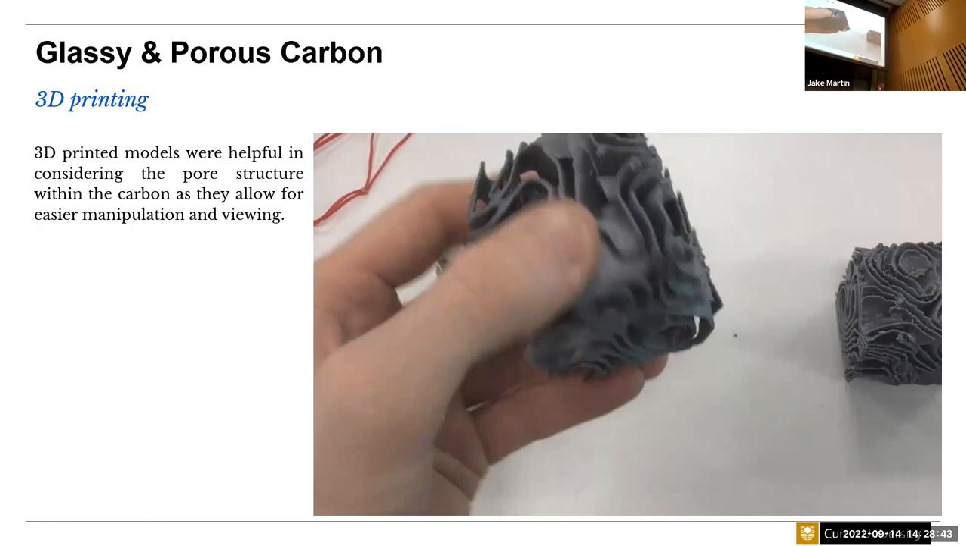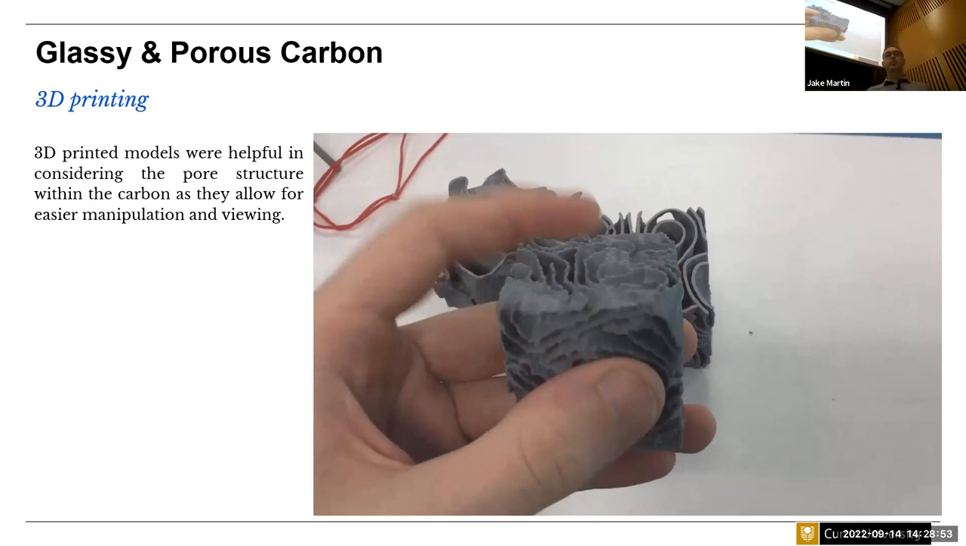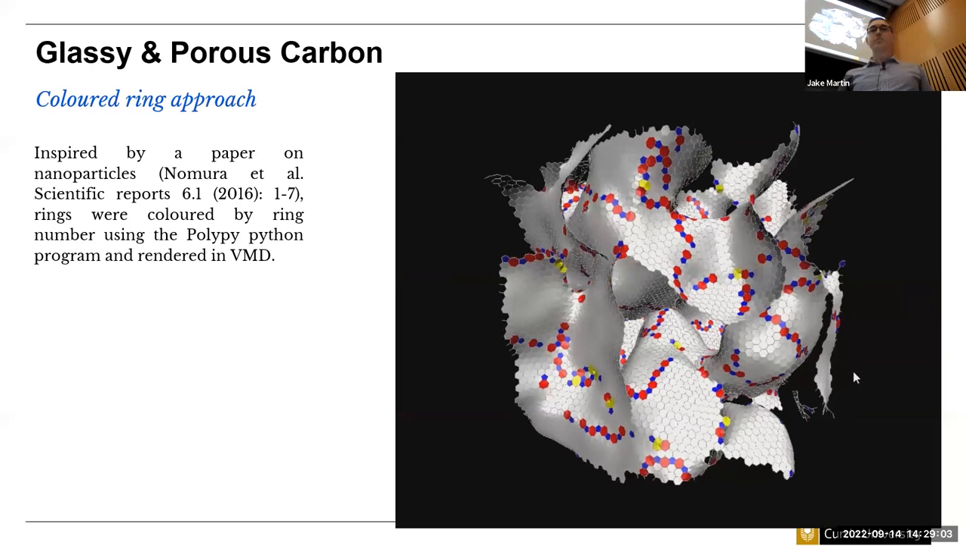So yeah, these are the carbon materials we 3D printed. I've got one porous one that's 0.5 grams per cc, another one which is 1.5 grams per cc, and then something in the middle. So one's a glassy carbon model, another's a porous carbon model. So that was quite fun.